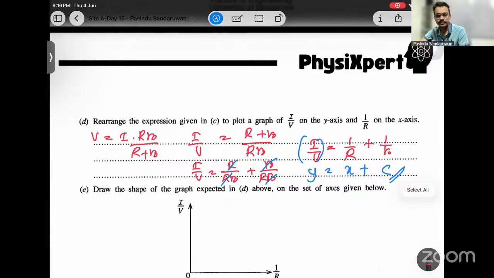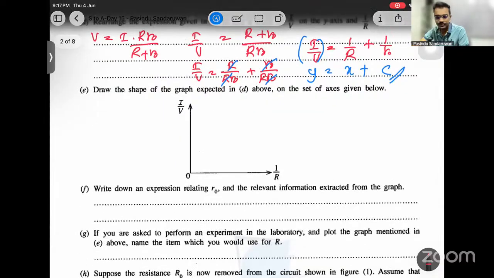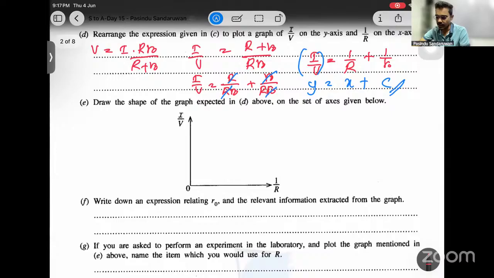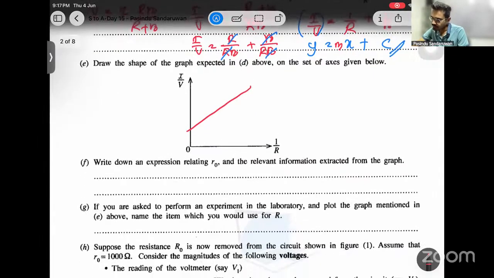Next. E. Draw the shape of the graph expected in D above on the set of axes given below. Then that is x plus c, which is mx plus c. M is 1 now. Then mx plus c means something like this. Draw the shape of the graph. Shape is drawn. Next.